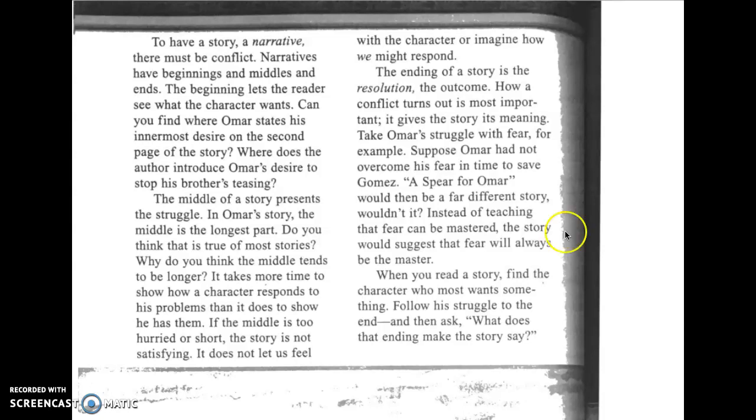When you read a story, find the character who most wants something. This is key. I would like you to underline this or highlight it. Helps you find the conflict.